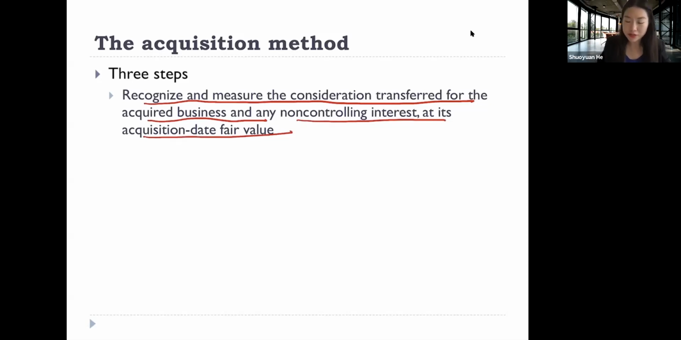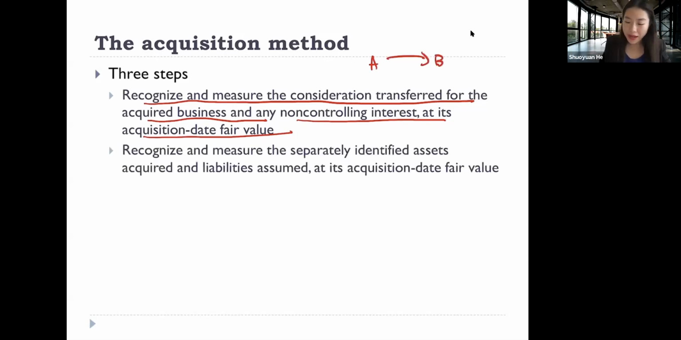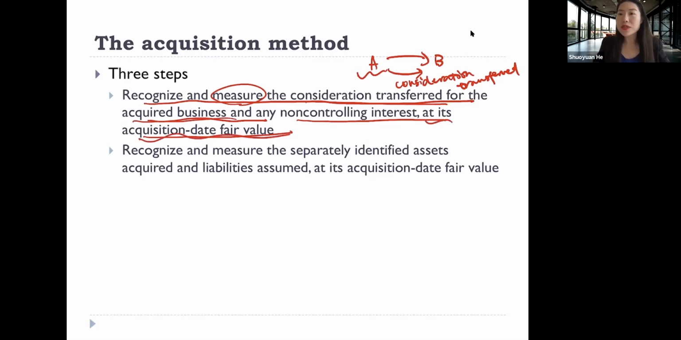So what does it mean? For example, firm A goes out to acquire firm B. And then firm A is giving up something to acquire firm B. It can be in the form of cash. It can be in the form of stocks. Whatever A is giving up to acquire B, that is called consideration transferred. So we need to measure the consideration transferred for the acquired business at its acquisition date fair value. Whatever we give to acquire the acquiree, we need to measure its fair value at the acquisition date.